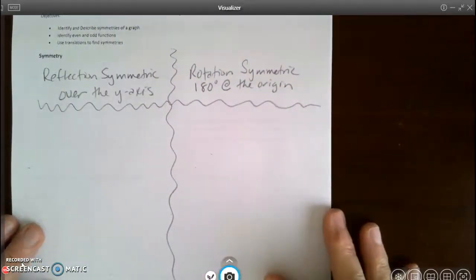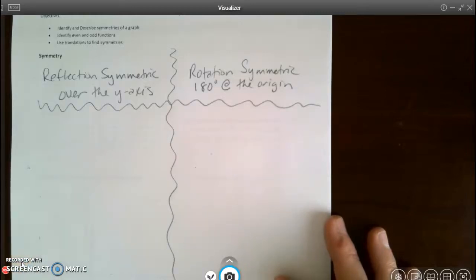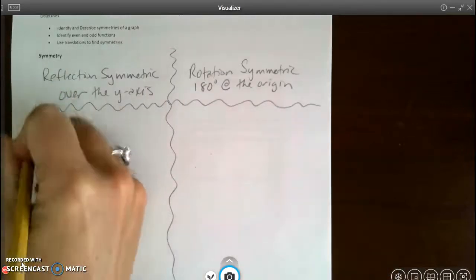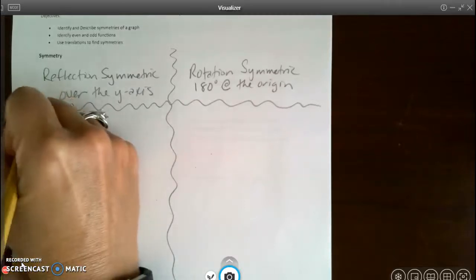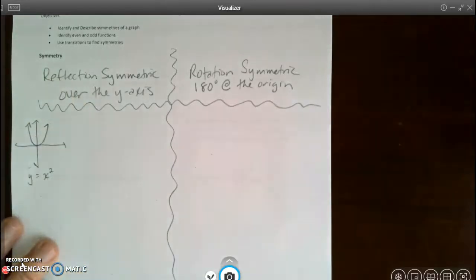So I want you to think about this, the parent functions that we have. And I want you to think about which of my parent functions are reflection symmetric over the y-axis. One of them, sketch a graph of it, you'll be able to then obviously see, is a quadratic. Y equals x squared.